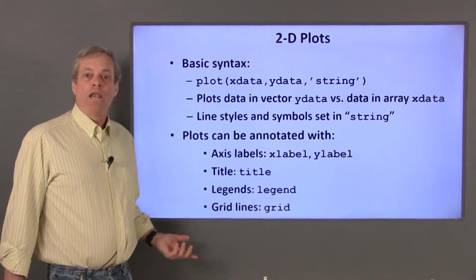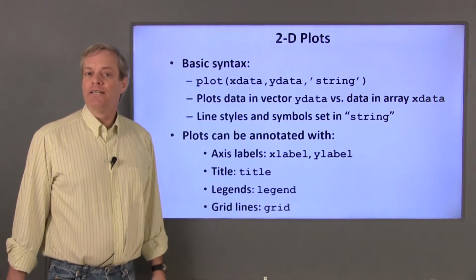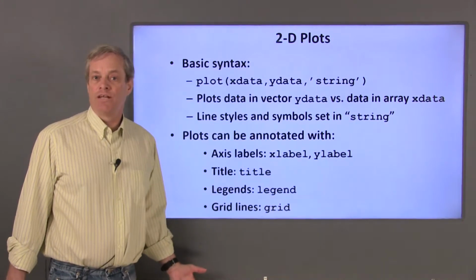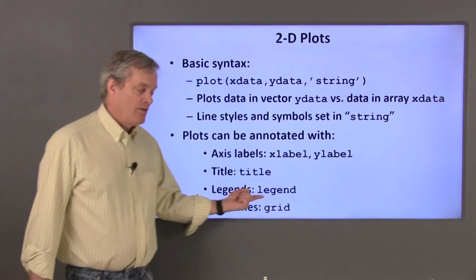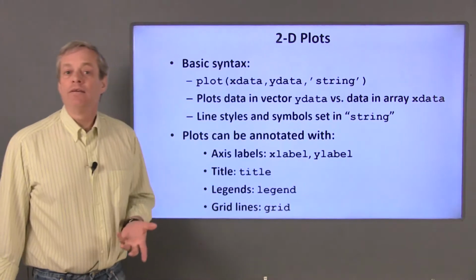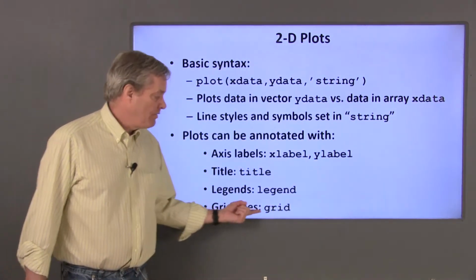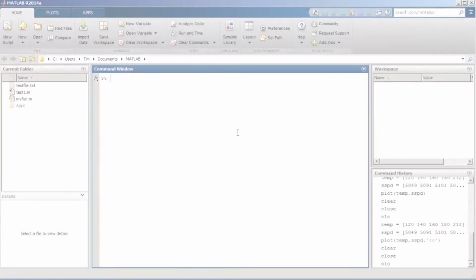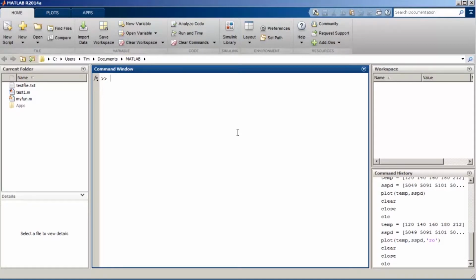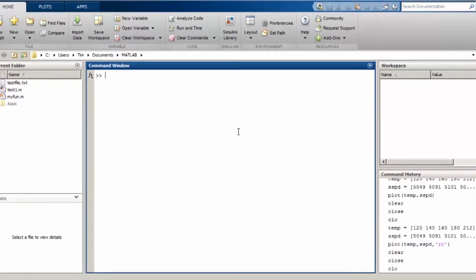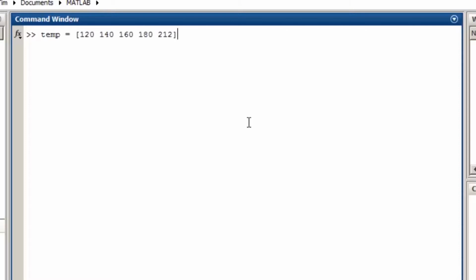If you have more than one line or set of data on a plot, it's a good idea to include a legend describing each set of data. The legend is added with the legend command. Finally, you can add a grid or remove it with the grid command. Now let's put the data in MATLAB and work with it a little. I'll create the temp and SSPD arrays first.